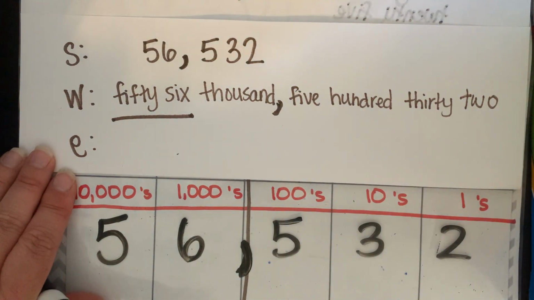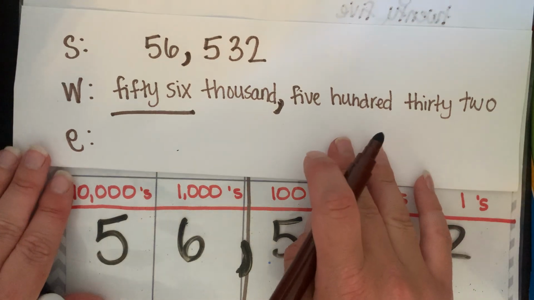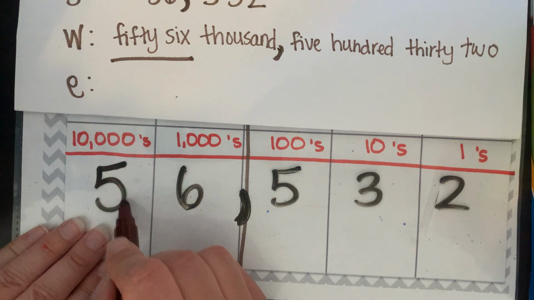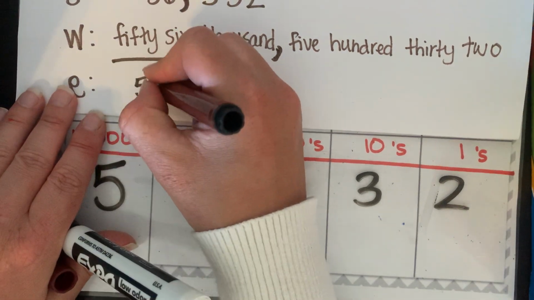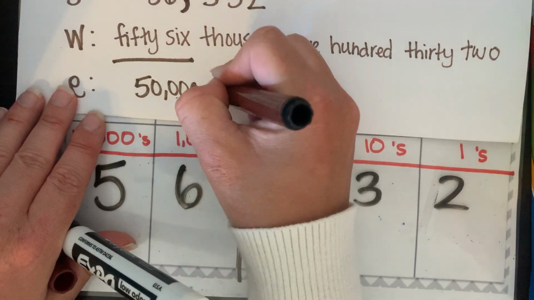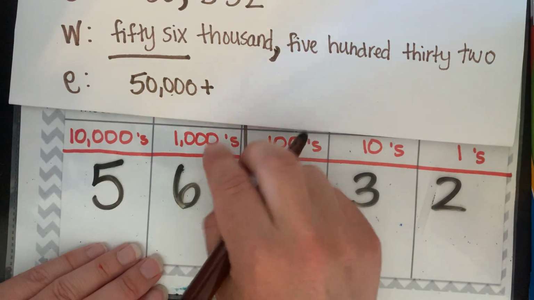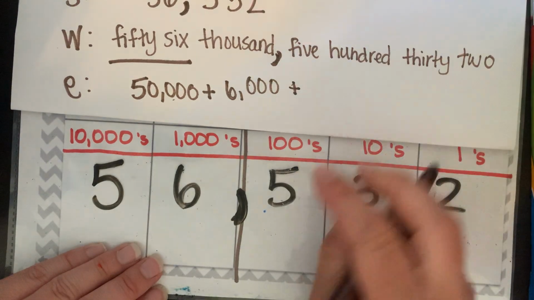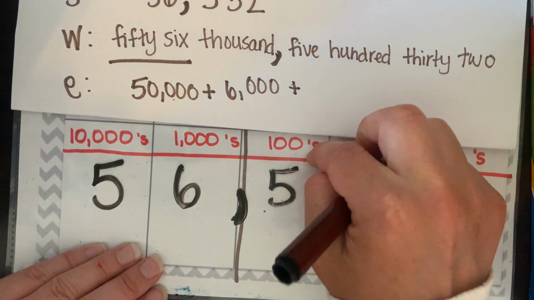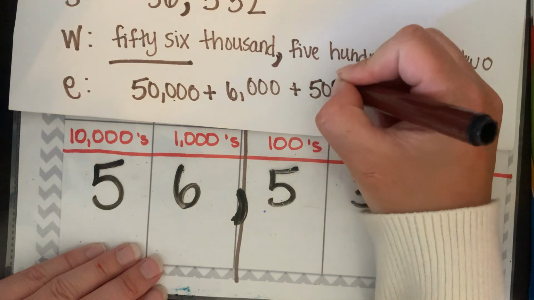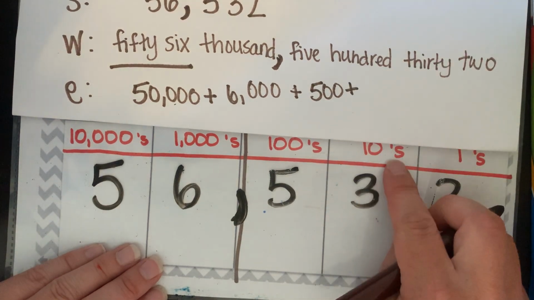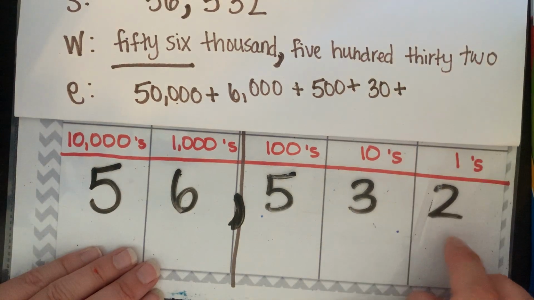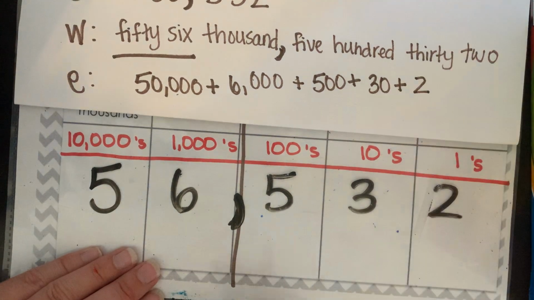56,532. Now let me try to stretch that up in expanded form. So let's see, I have 5 10,000s or 50,000 plus 6 thousands, so 6,000 plus 5 in my hundreds, 500. 3 10s would give me 30. And finally, 2 1s would give me 2.